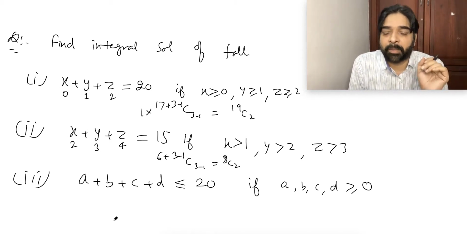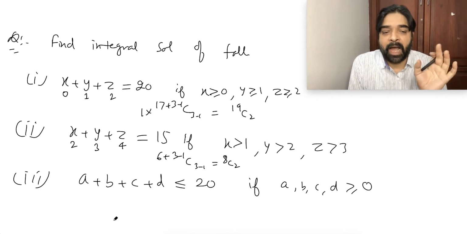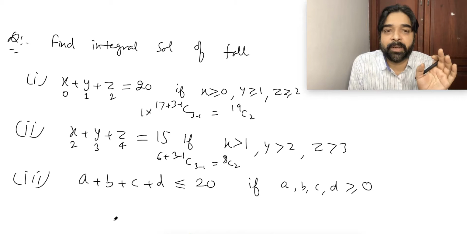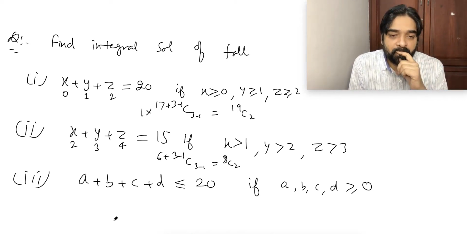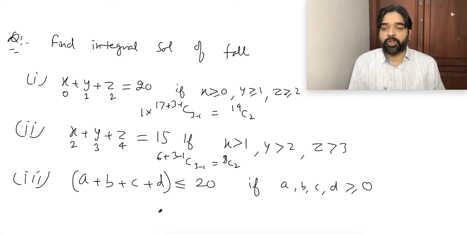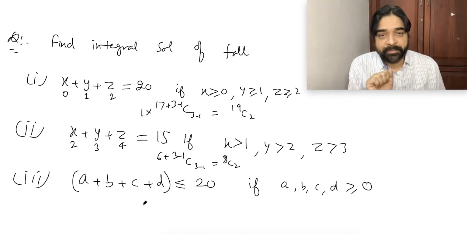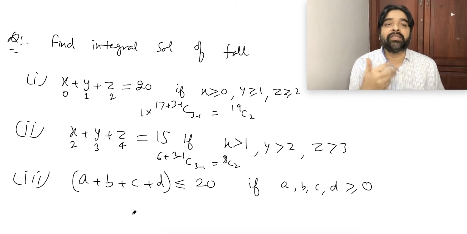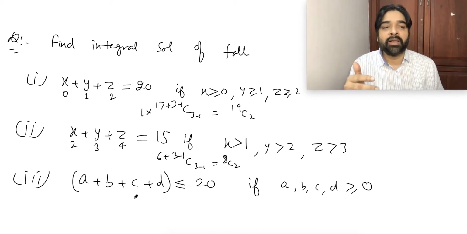Third one, a little bit of common sense we have to apply. I have to find the number of solutions of this equation if a plus b plus c plus d is less than or equal to 20. Less than or equal to 20 means this value should be either 20, or 19, or 18, or 17 and so on, or it should be 0. That is also valid. Yeah, 0 is also valid.